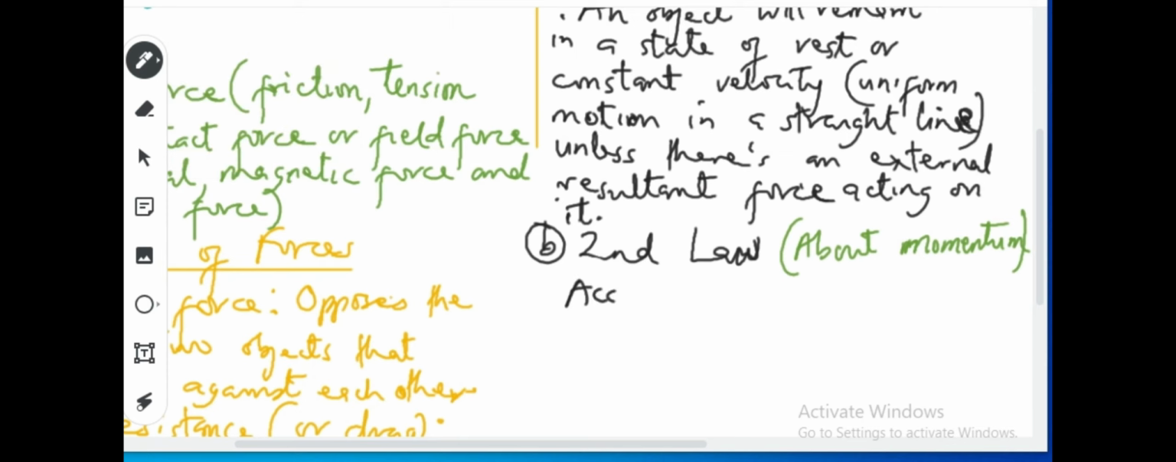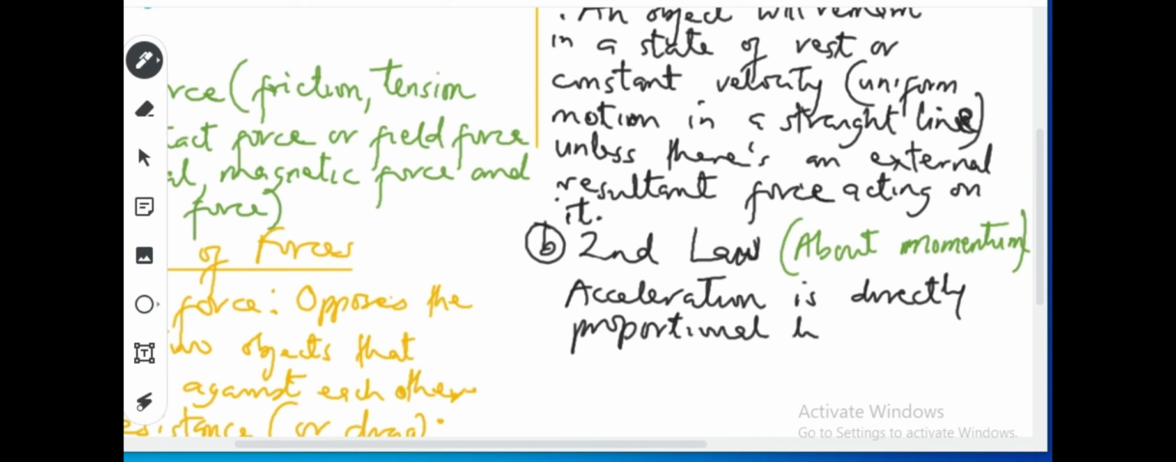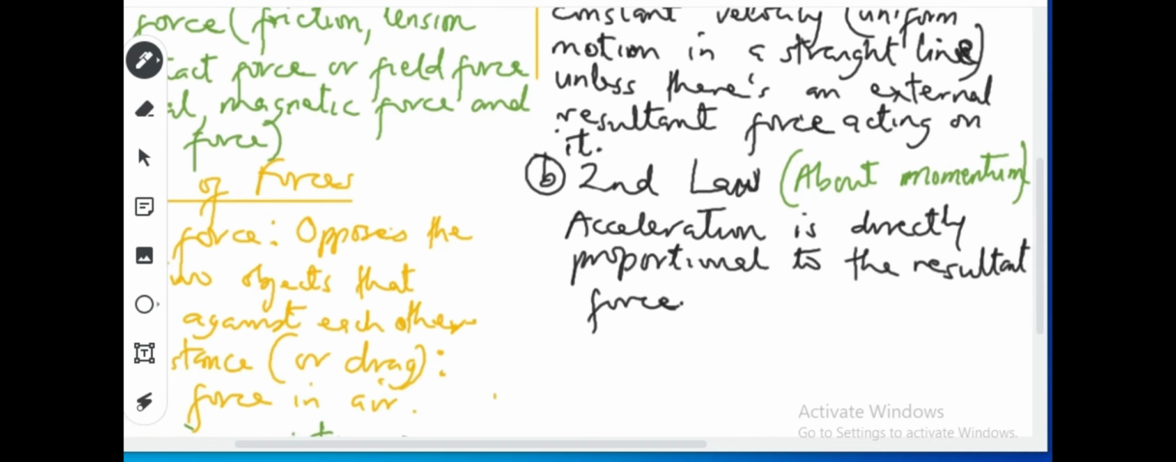So acceleration is directly proportional to the resultant force. What does that mean? Can you tell me what this statement means? Explain quickly. So the resultant force is equal to the acceleration of the object we assume after the resultant force acting. I really don't think it is equal like that. But I think you are coming closer to it.